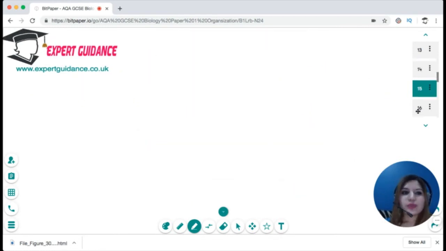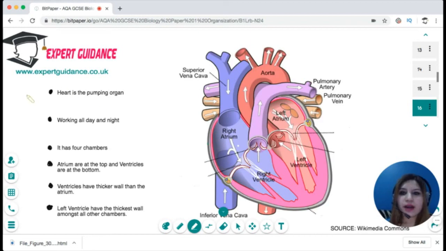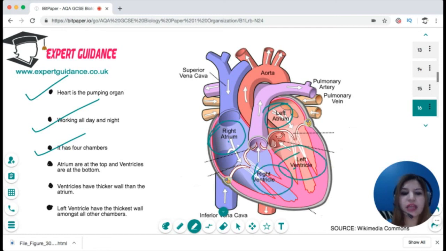Next we have this heart. The heart is a pumping organ, works all day and night. It has 4 chambers. Atria are at the top, so this is the left atrium, this is the right atrium. The ventricles are at the bottom, so this is the left ventricle, the right ventricle. Ventricles are doing the biggest job as they are pumping the blood to a greater distance. So you can notice that the atrium has a thin wall and the ventricle has the thickest wall.